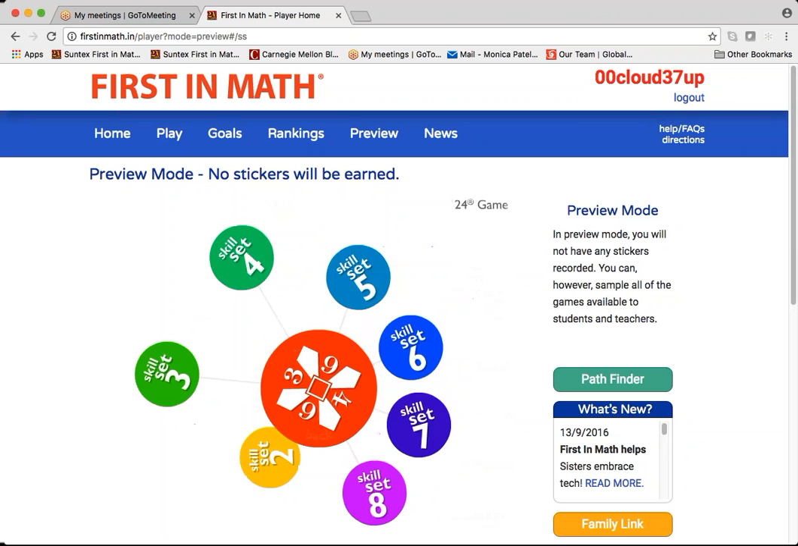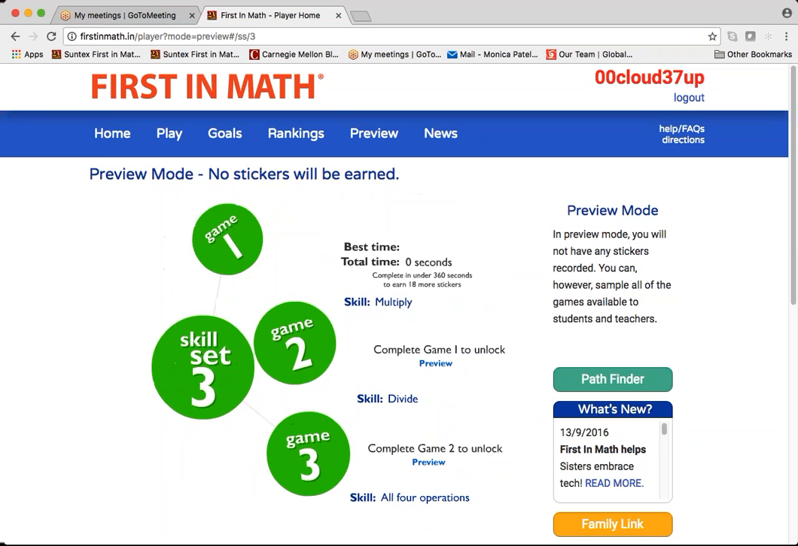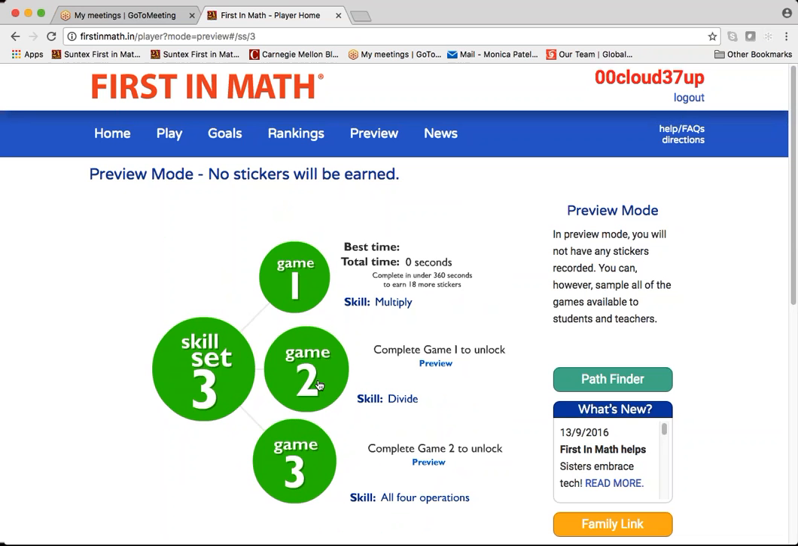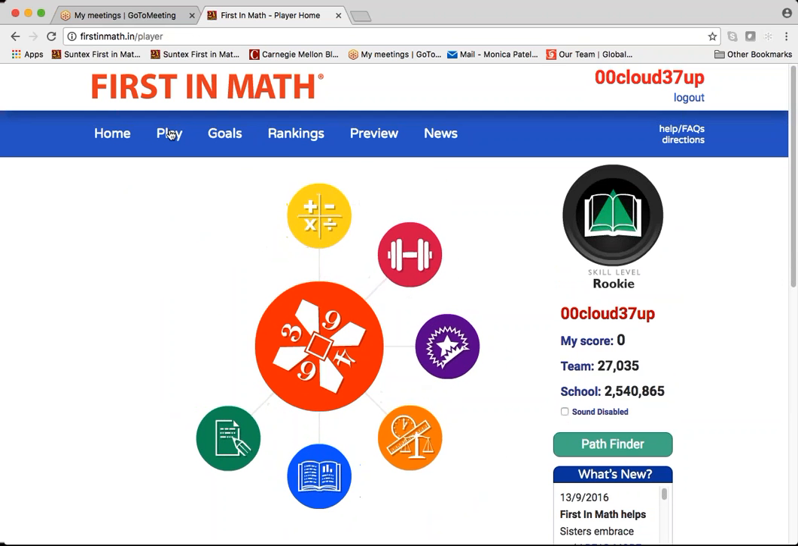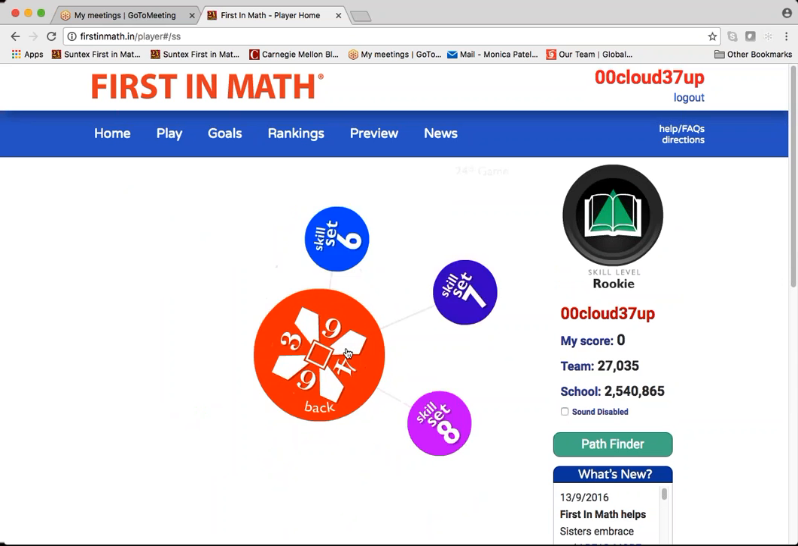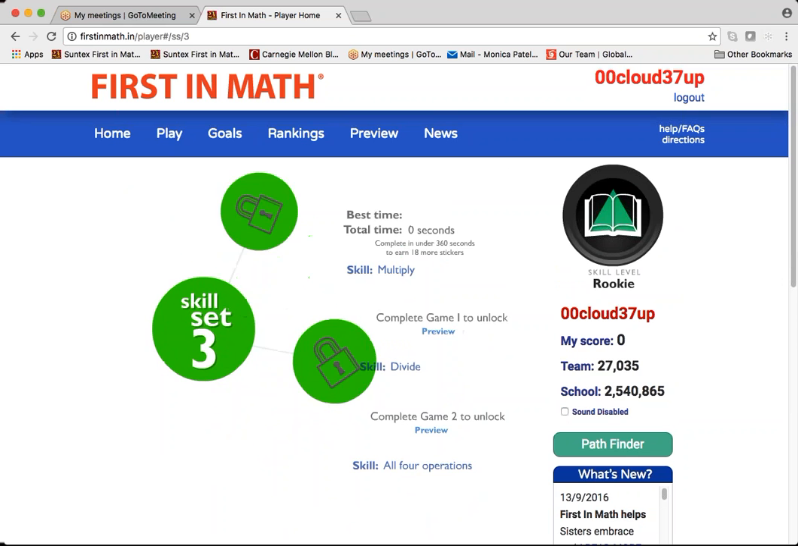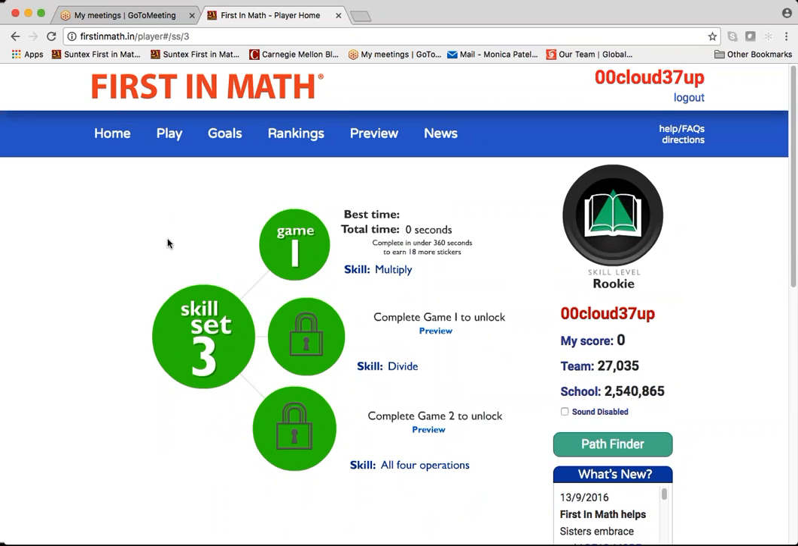Same can be said for division right here. If you're not savvy with the division, you need to first practice subtraction. So what the skill sets allow, and I can show it to you through the play. When I click on play, you get to see what the student gets to see. So if I click on skill sets now and skill set 3, you can clearly see that only game 1 is open, multiplication is open, division is locked. And all 4 operations, certainly it's locked. You have to complete the prerequisite skill before you can open up the next level of skill.